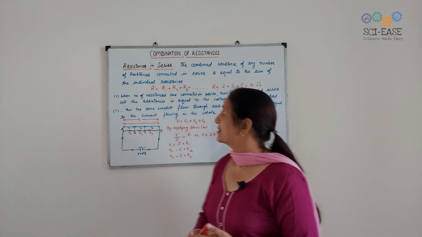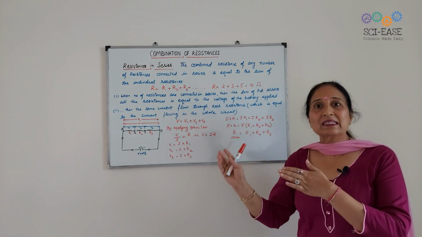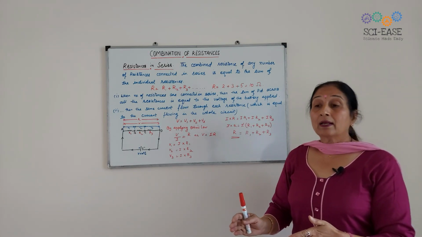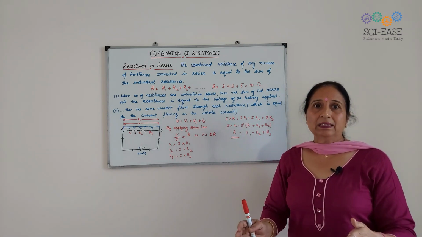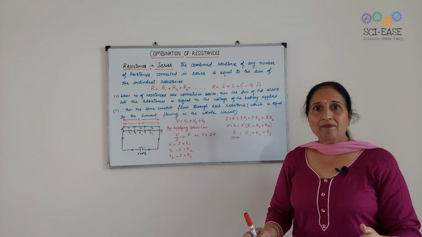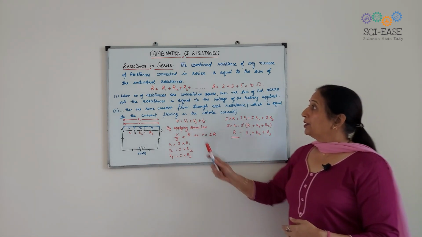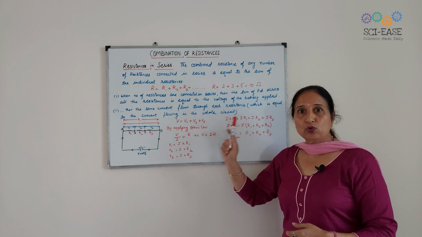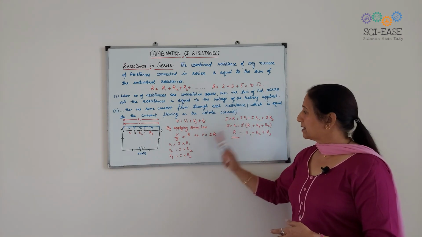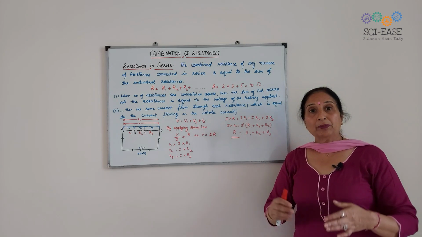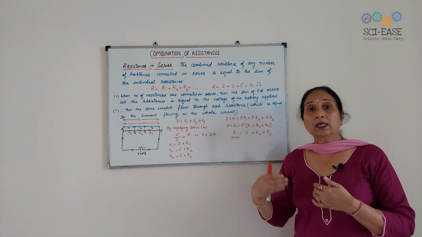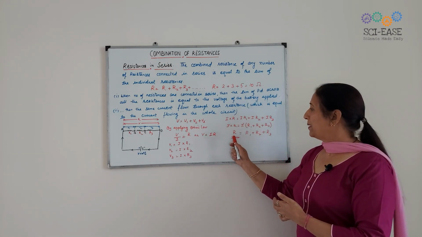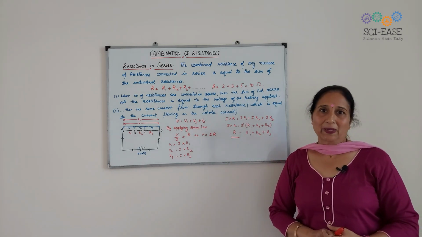So this is how we can calculate resistances in series. Sometimes numericals are asked in the exam. So you should know this formula, V is equal to V1 plus V2 plus V3, and how to substitute it. If you are asked to find out the total resistance of the circuit, then by applying this formula, you can calculate.